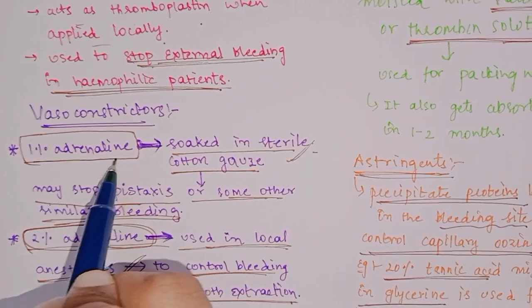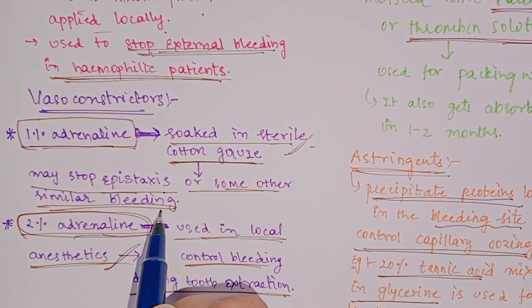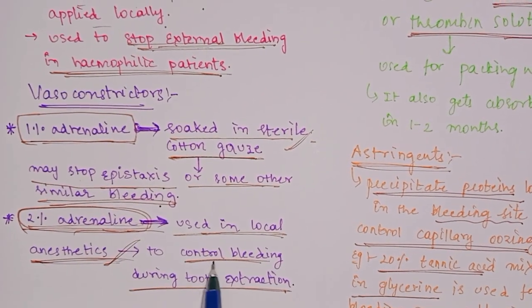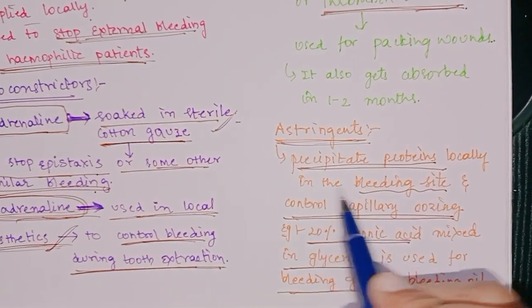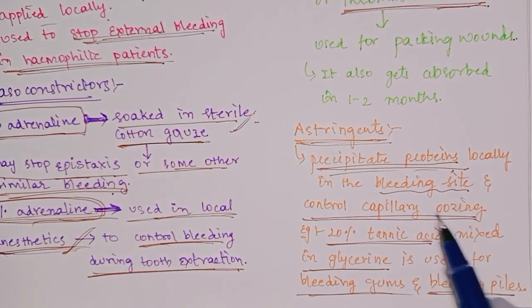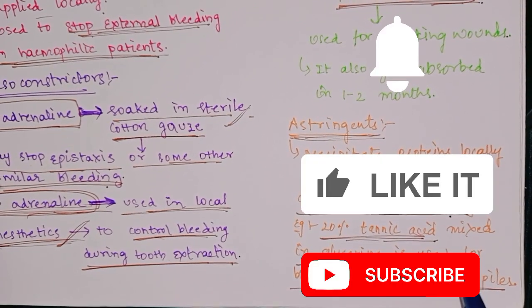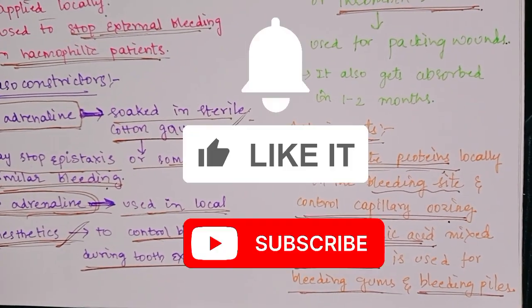Vasoconstrictor: 1% adrenaline soaked in sterile cotton gauze stops epistaxis or some other similar bleeding, whereas 2% adrenaline is used in local anesthetics to control bleeding during extraction. Astringents precipitate proteins locally in the bleeding site and control capillary oozing. Example: 20% tannic acid mixed with glycerin is used for bleeding gums and bleeding piles.